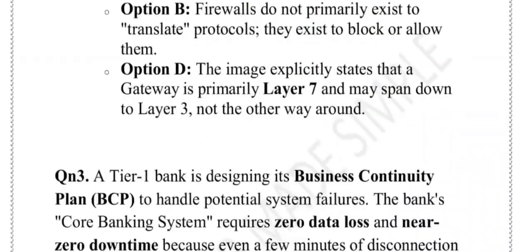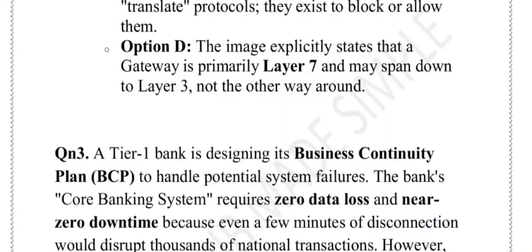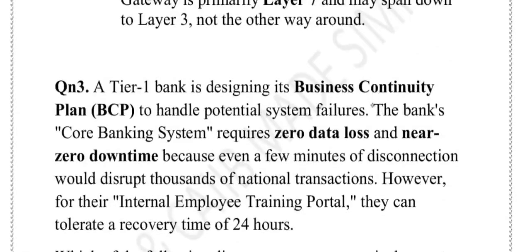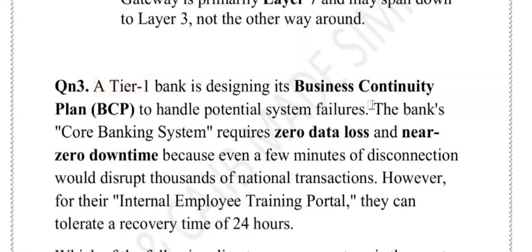That's it. Now have a look at question number 3. Question number 3 is on your screen. Very good question it is. In this question, a tier 1 bank is preparing the business continuity plan. Let me highlight it, BCP. Fine. And the bank has 2 different systems.